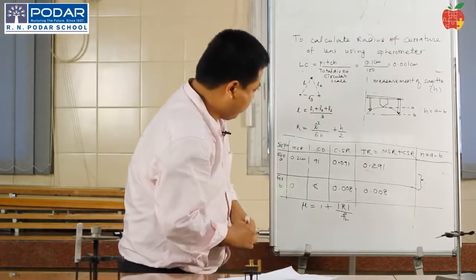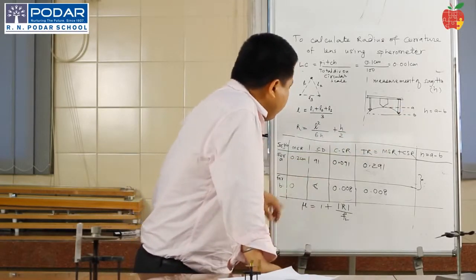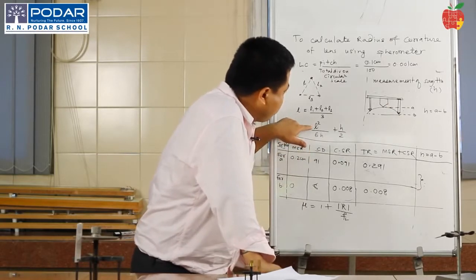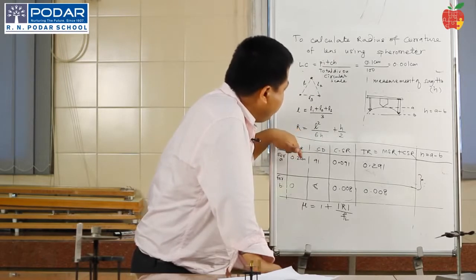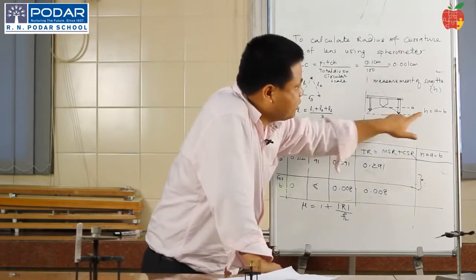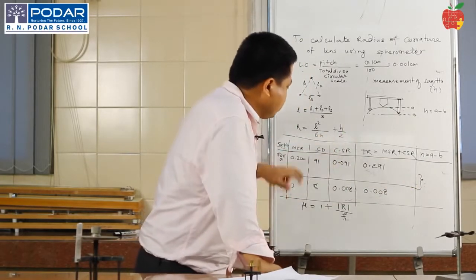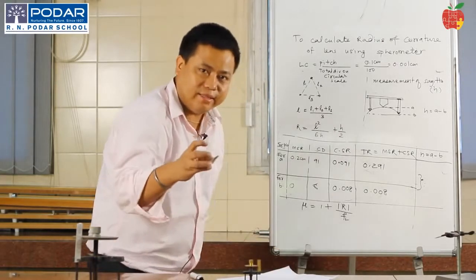From this you can calculate h, the sagitta. Then the radius of curvature can be found by using this formula: L square, where L is your mean length between the three legs, upon 6h, where h is your sagitta, plus h by 2. This gives me the radius of curvature of this particular lens.